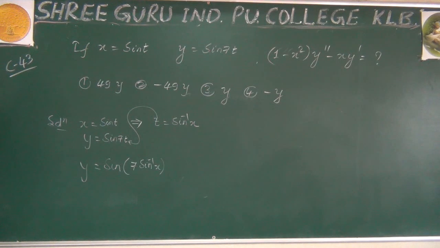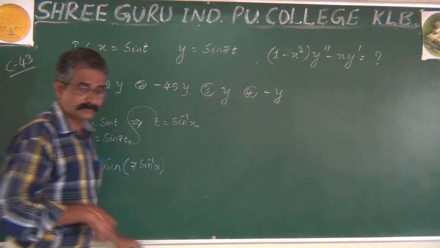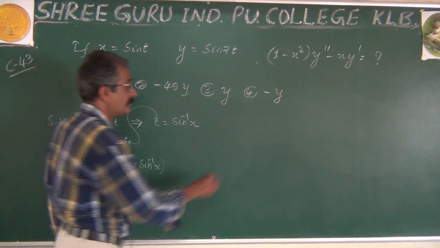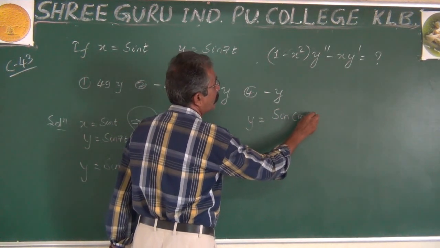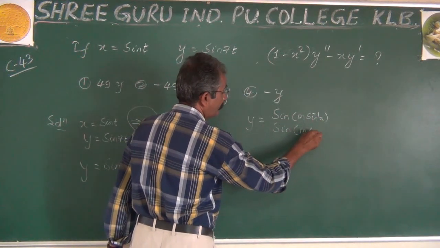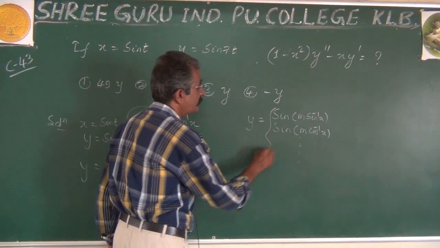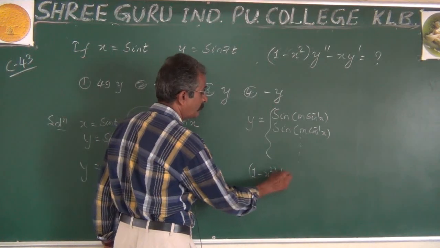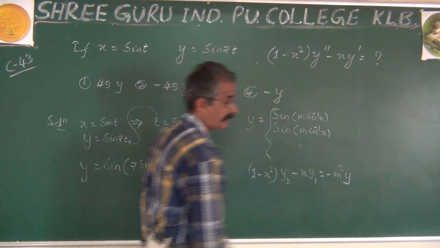And I told in earlier days, whatever things are to be discussed as far as shortcut methods are concerned. I told earlier that whenever y is defined by sine of m sine inverse x, or it may be sine of m cos inverse x, or it may be cos of m sine inverse x, etc. In all these cases, for all these functions, we have a unique answer. The answer is (1 minus x square) y2 minus x y1 equal to minus of m square y.